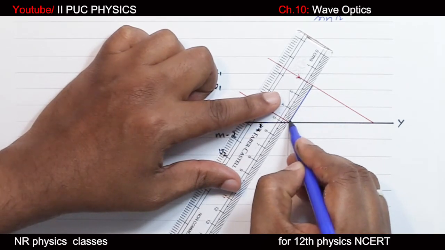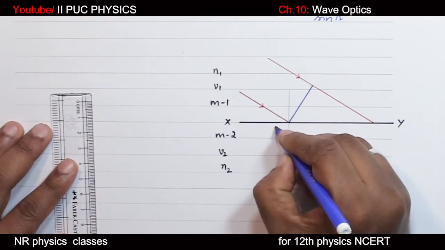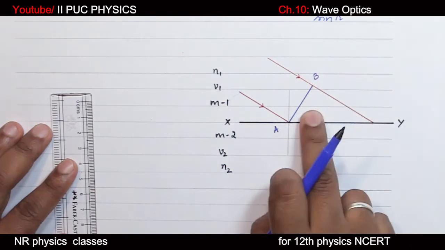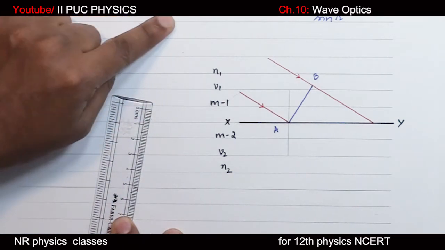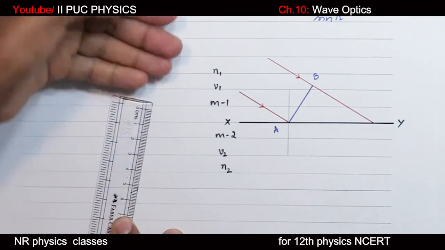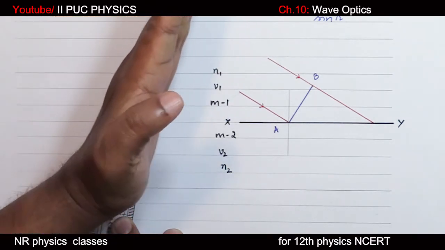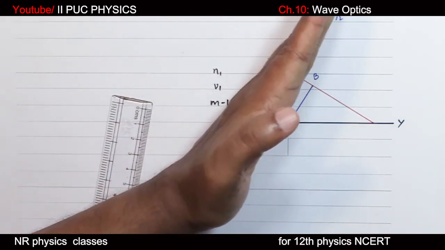So this perpendicular is the wavefront. This is A, B. So AB is an incident plane wavefront. There is a distant source, okay? From the distant source, there is a parallel beam of light. Then those parallel beam of rays or parallel rays are represented by plane wavefronts.